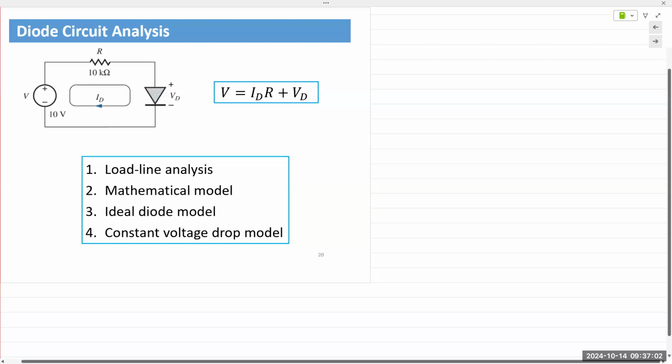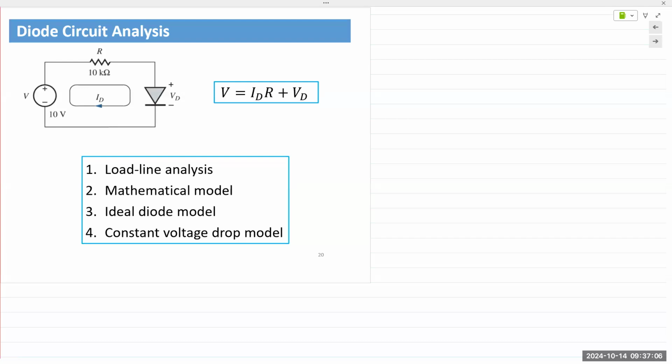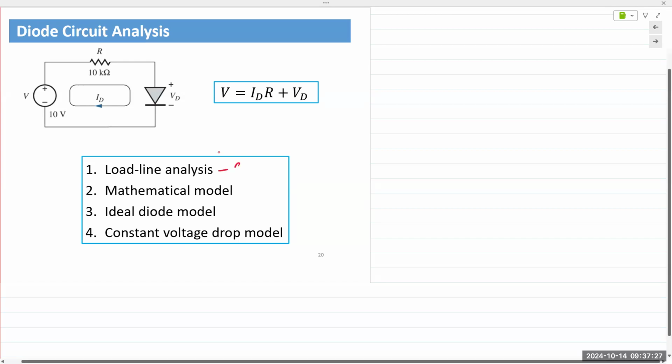All right. So we have a diode circuit here: one source, one resistor, one diode, 3 components in the circuit. We're going to look at 4 different analysis techniques to try and find the voltages and currents in the circuit. The first technique is load line analysis, which is a graphical analysis.